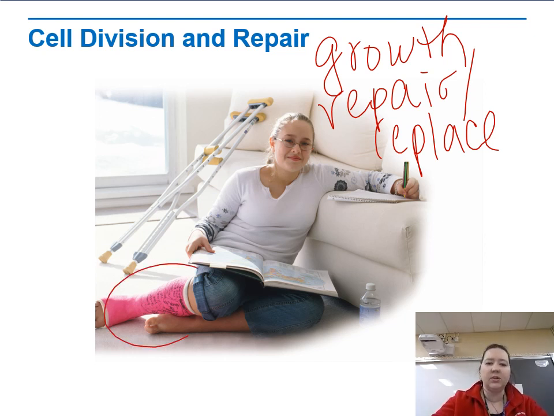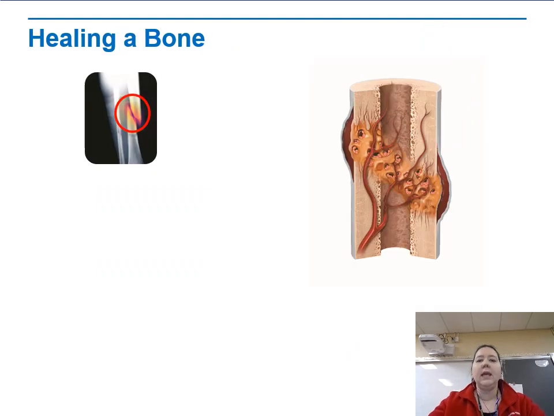So you can see here, she's got a broken leg or ankle or something. Anytime you have a cut, even something as simple as a cut, or a broken bone, we need to time and control cell division to be able to do those things when they're supposed to happen. Healing a bone takes a lot of different steps.